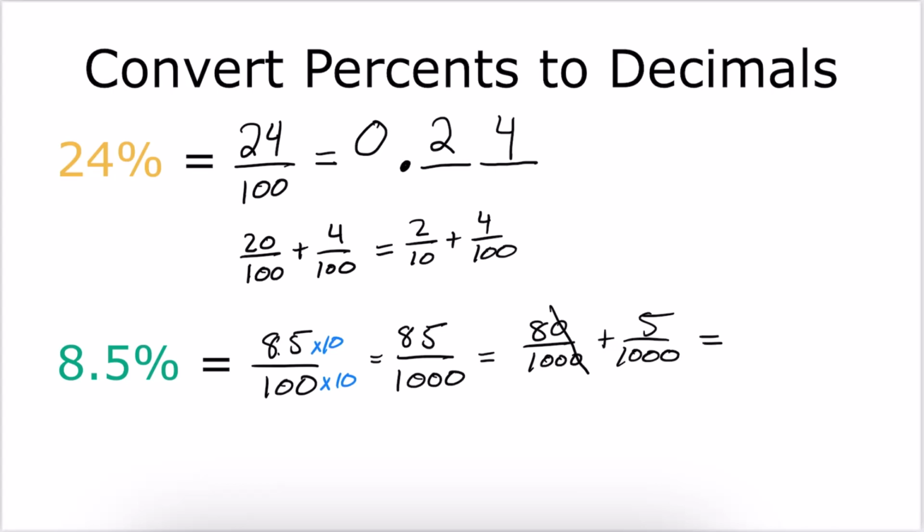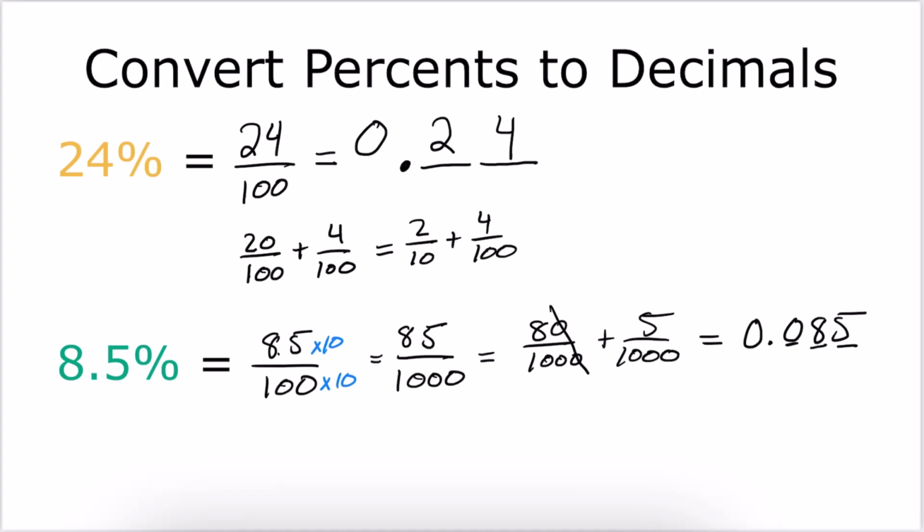And so if I have 8 hundredths and 5 thousandths, I can write that as the decimal 0.085. And the reason why there's a 0 here is because I don't have any tenths, but I do have 8 hundredths and I do have 5 thousandths. And so the way you would write this decimal would be 0.085.